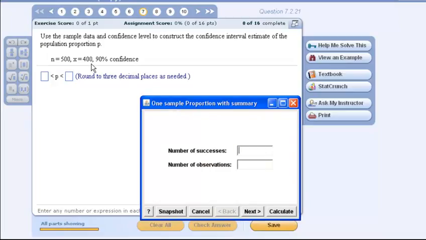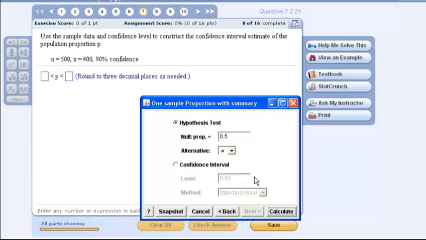Well, that's X. X represents the number out of 500 that answered favorably to whatever the survey might have been. So 400. And then number of observations, 500. And we'll click next. We're not going to perform a hypothesis test. We're going to construct a confidence interval. And the problem tells us that we are to have a confidence level of 90%.